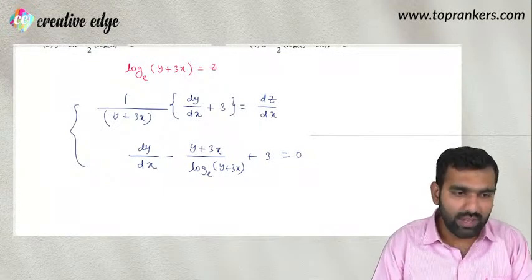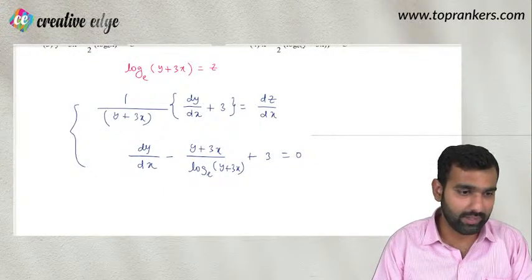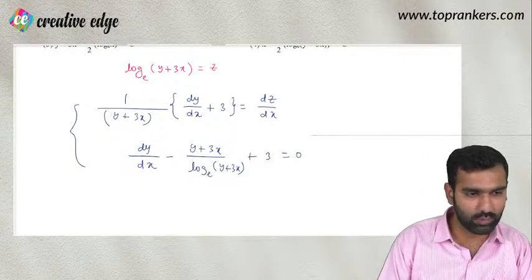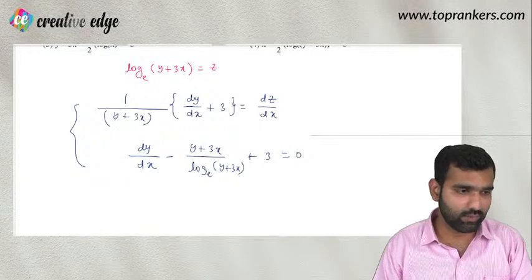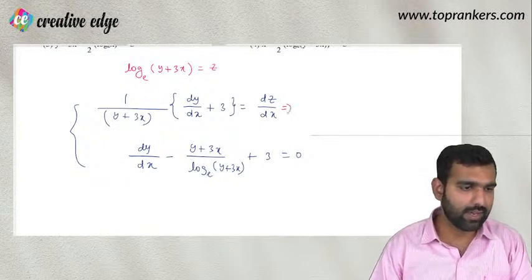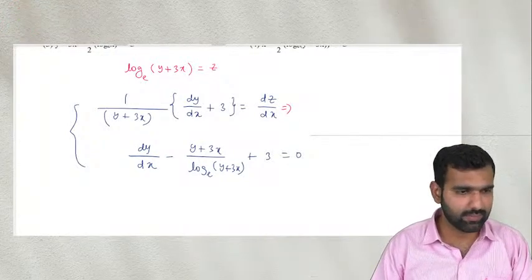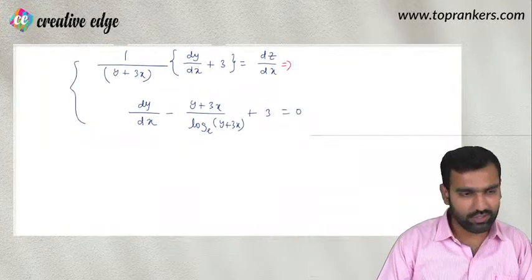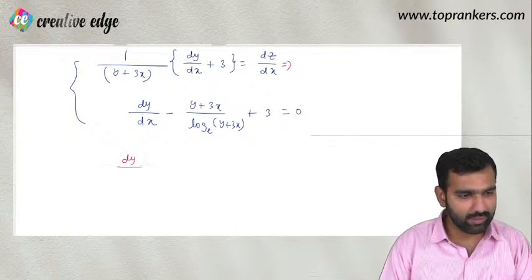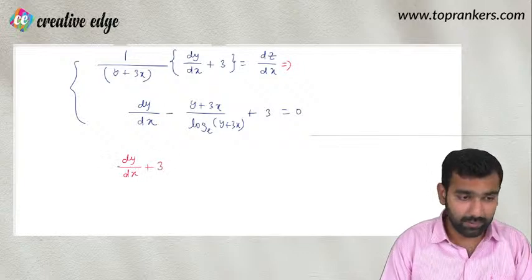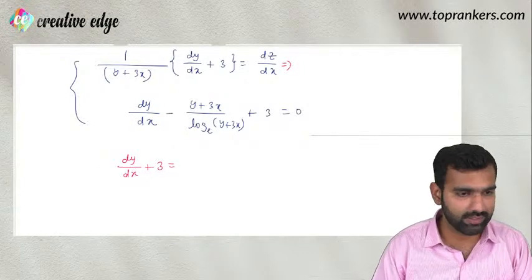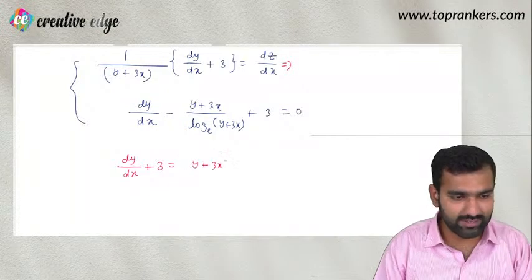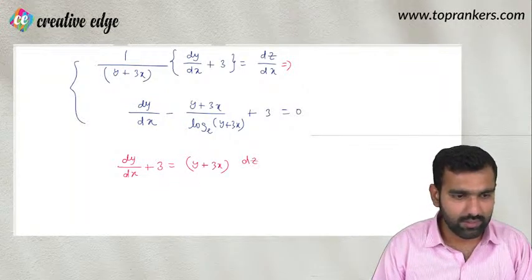See, we have dy by dx from here, right? Let's do one thing, class. Let me take this y plus 3x on the other side. So when you take this y plus 3x on the other side, what do you get? I am going to rewrite this equation. So we have dy by dx plus 3 is equal to y plus 3x times dz by dx.